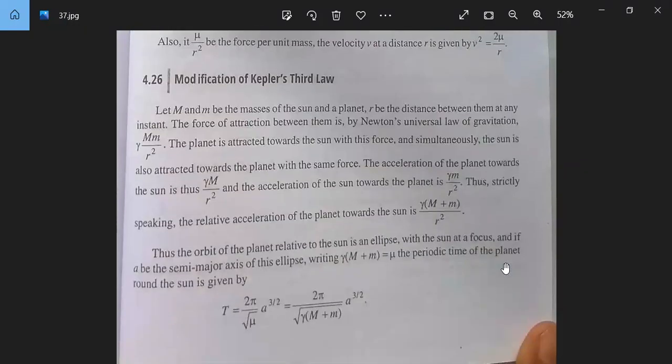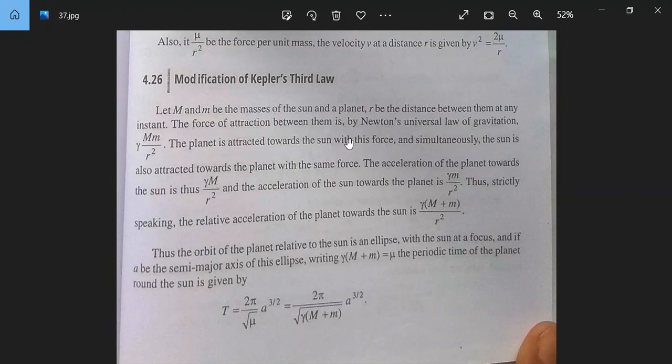अब there is a modification of Kepler's third law. Let capital M and small m be the masses of the sun and a planet, r be the distance between them at any instant. The force of attraction between them is gamma into capital M small m by r square. This is by Newton's universal law of gravitation. ये उनके बीच में force हो गया. The planet is attracted towards the sun with this force.